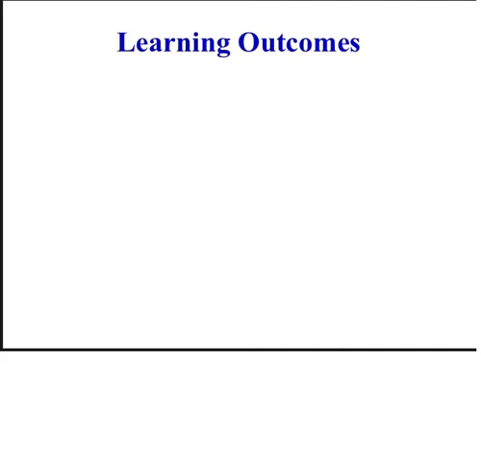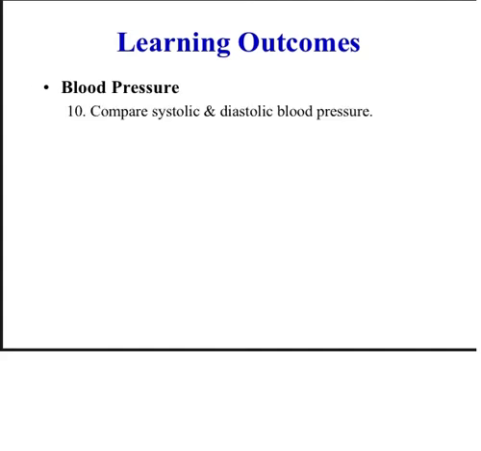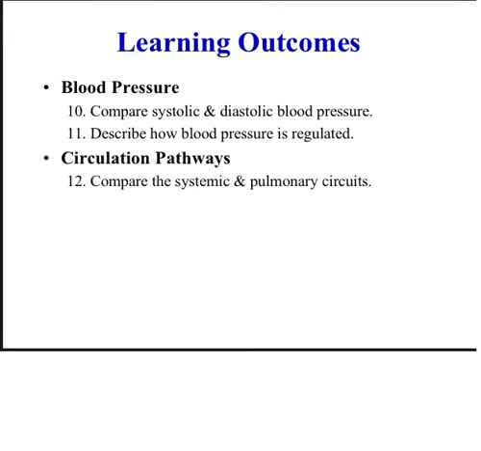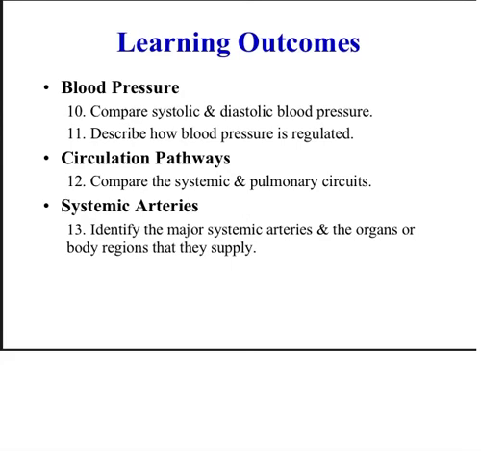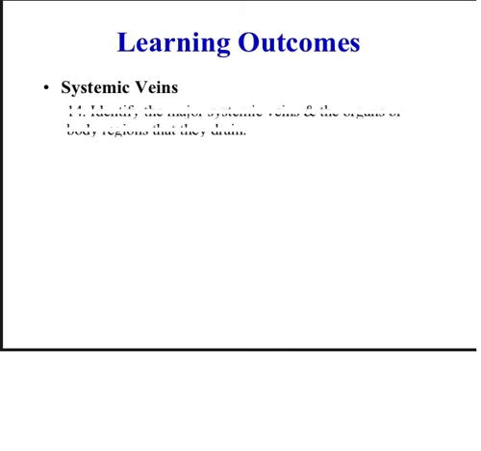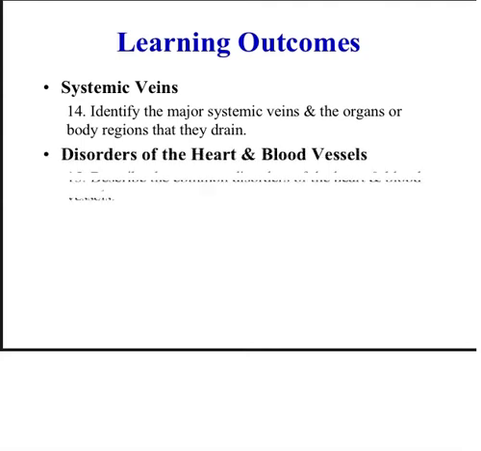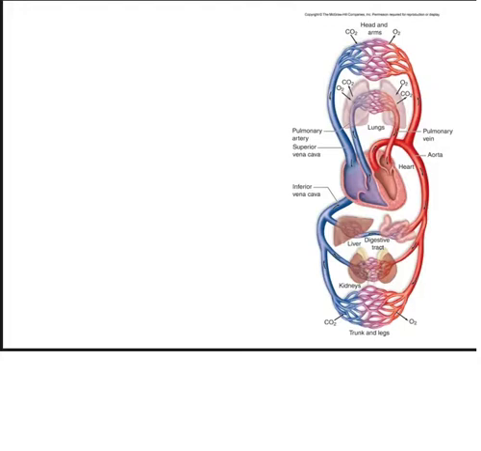We'll describe the mechanism of blood circulation. We'll compare systolic and diastolic blood pressure, describe how blood pressure is regulated, and we'll talk about some of the different pathways that blood takes through the body. So we'll be looking at some of the major arteries and veins in the systemic and in the pulmonary circuits. We'll ID the major systemic arteries and the organs and body regions that they supply. We'll ID the major systemic veins and the organs and body regions they drain, and we'll talk about heart disorders to wrap up.